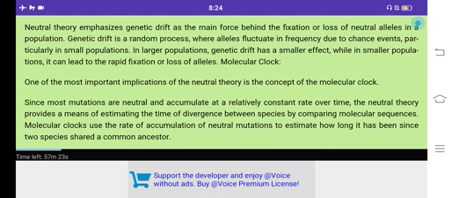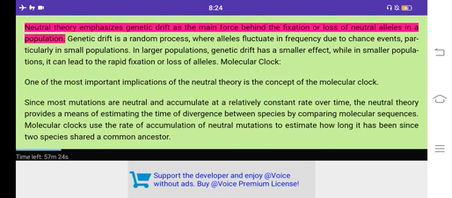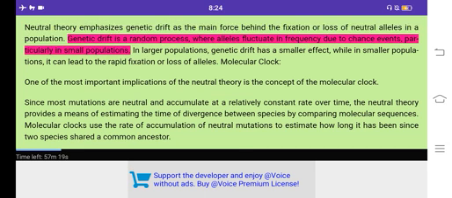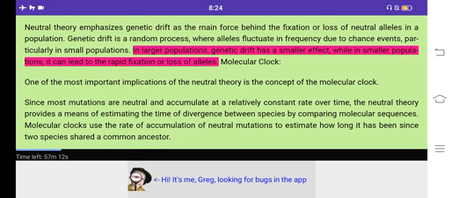Genetic drift. Neutral theory emphasizes genetic drift as the main force behind the fixation or loss of neutral alleles in a population. Genetic drift is a random process, where alleles fluctuate in frequency due to chance events, particularly in small populations. In larger populations, genetic drift has a smaller effect, while in smaller populations, it can lead to the rapid fixation or loss of alleles.